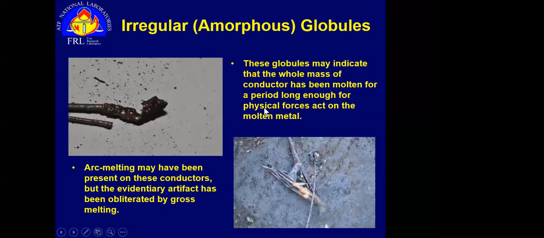All right, so irregular or amorphous globules. This is a good indicator that the entire mass of the conductor was starting to be heated, and we've got gravity and time all working on it. The big problem with melting by fire is we have to remember that it's possible that we had arc melting present at some point, but now the fire impingement's destroyed it. So it's something we have to keep in the back of our minds that maybe there was activity here at one point.